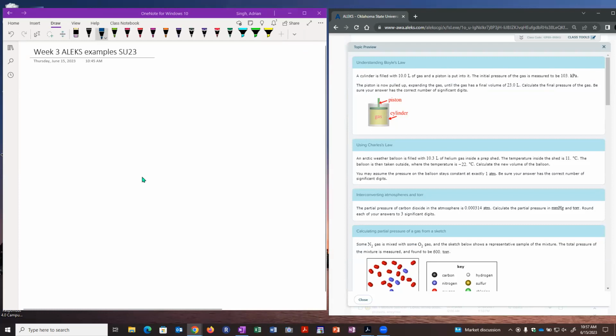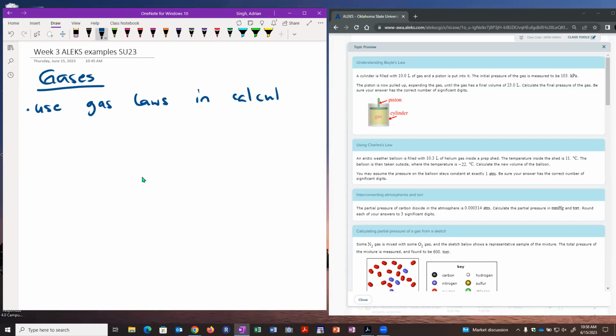And just as a quick reminder, as you're going through some of the videos, you'll see that most of the calculations here really boil down to a little bit of algebra and manipulating equations. We're just now applying it to the different gas laws. Okay, so for most of these, we're going to use our gas laws in our calculations.